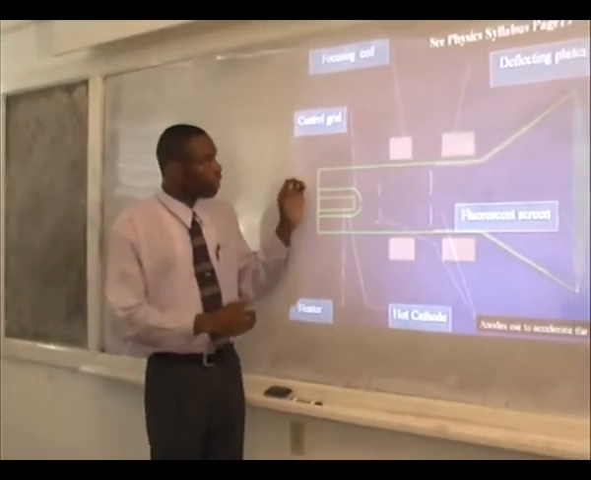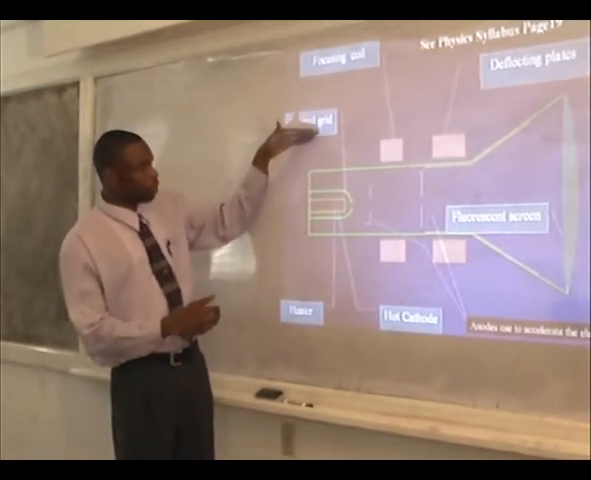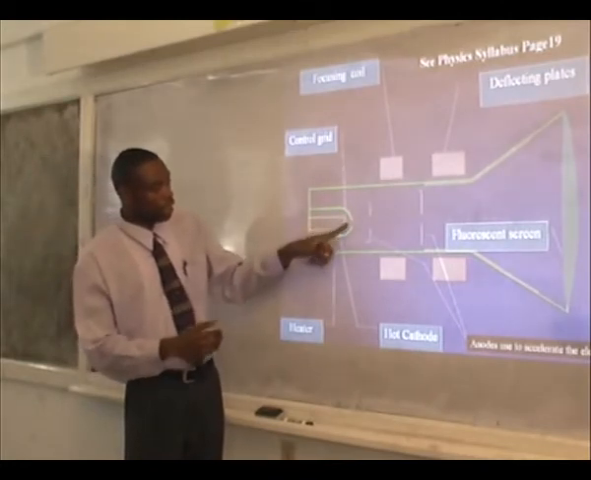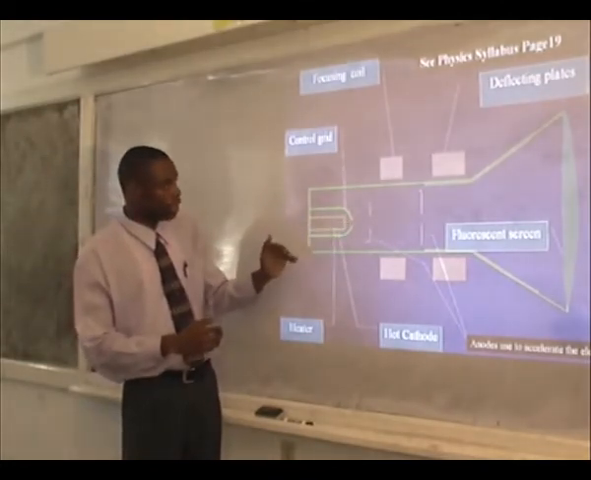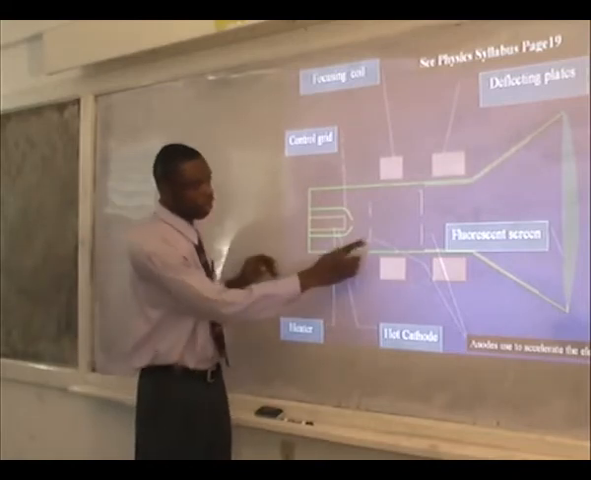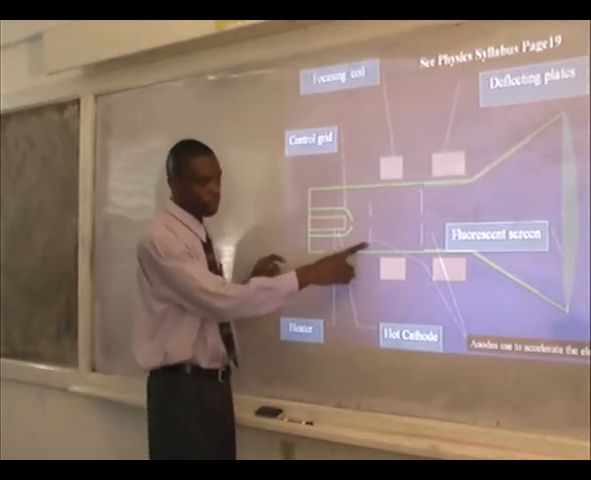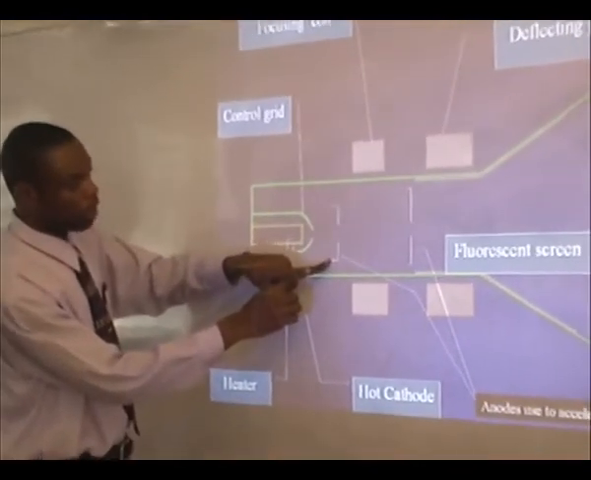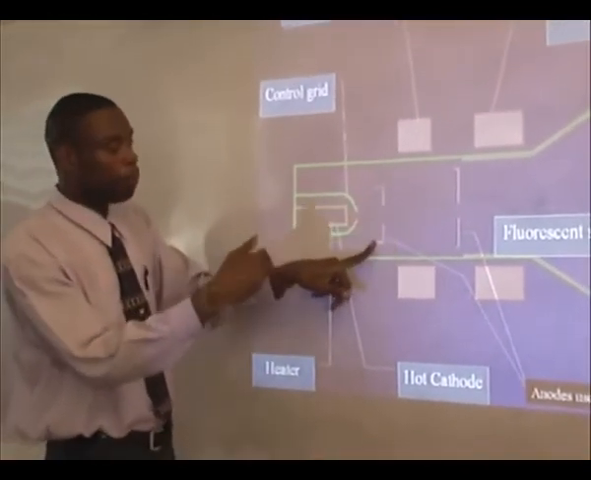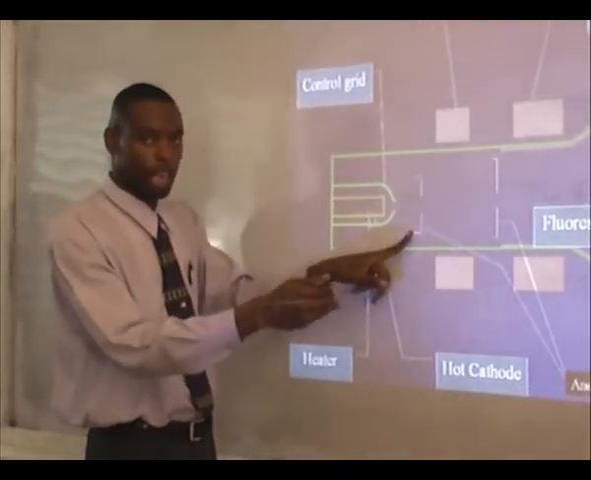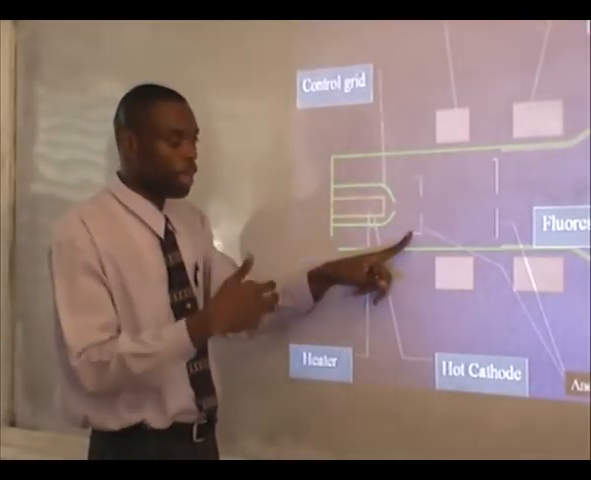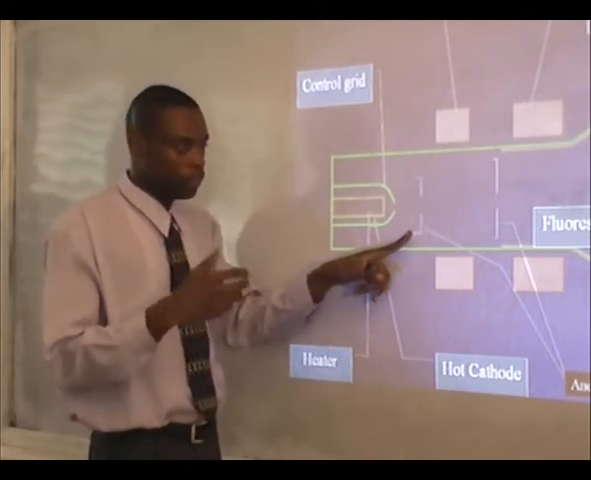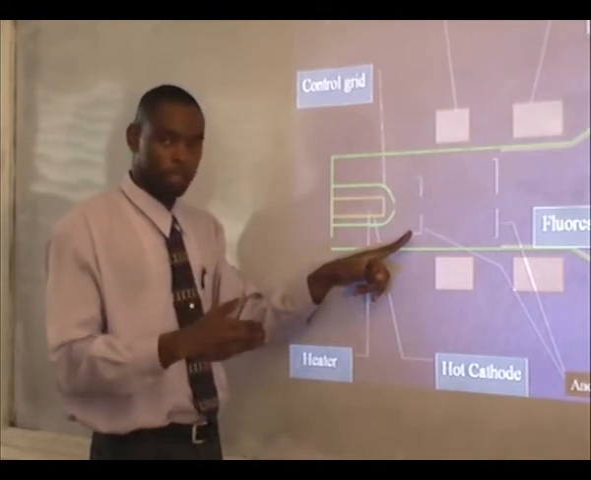Then we have the control grid to help control the direction of the electrons that will be emitted. And from there, at this point, can you see this? We have one pair of what are called anodes. They are positive poles, positively charged anodes, and they are at a very high potential. So they are at a very high positive charge, or positive potential.